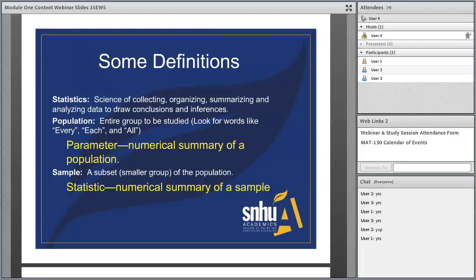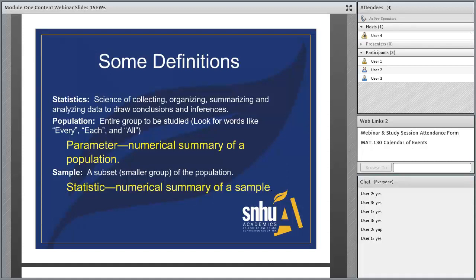So the word statistic is a little bit different than statistics, right? So you can see here we have the definition of statistics, which is kind of this big, broad category, and a statistic, which is something very specific. It's a numerical summary of a sample. So a statistic would be like if we just took a group of people and we averaged their heights and we said, okay, well, we're going to use this to make some assumptions about the general population.